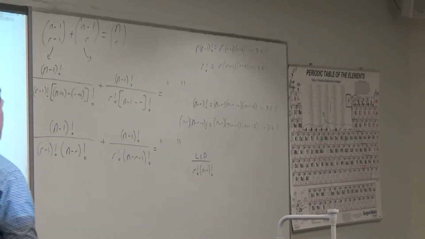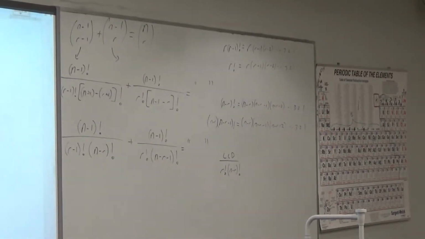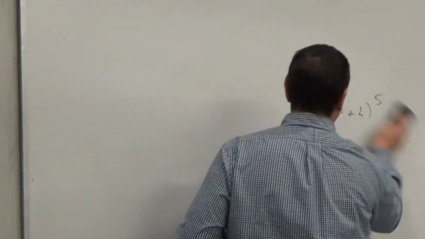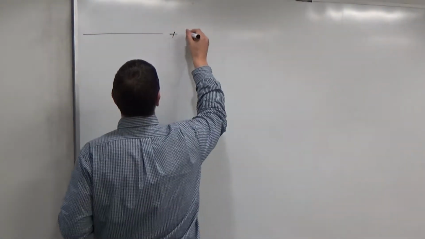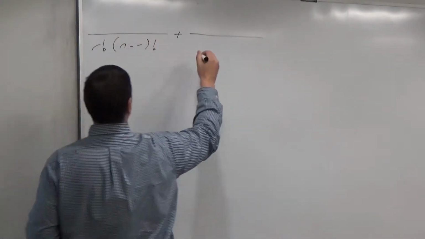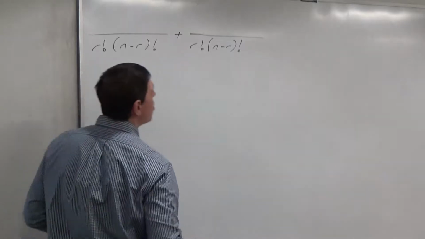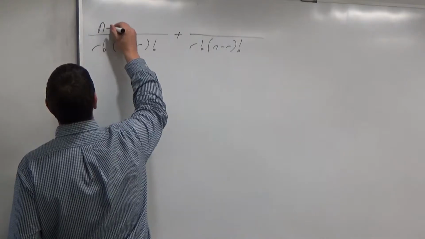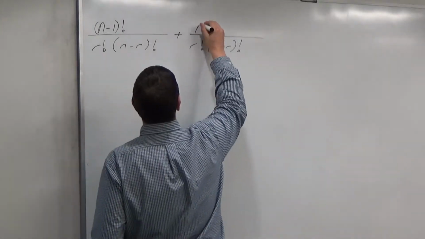Let me do that on the other board just to make sure we have enough space to work with this. So I'm going to rewrite each of the fractions now with r fact n minus r fact, because that is the common denominator. I'm going to carry over the original numerators from what we had. So we already had an n minus 1 fact, and then we had an n minus 1 fact again, I believe.